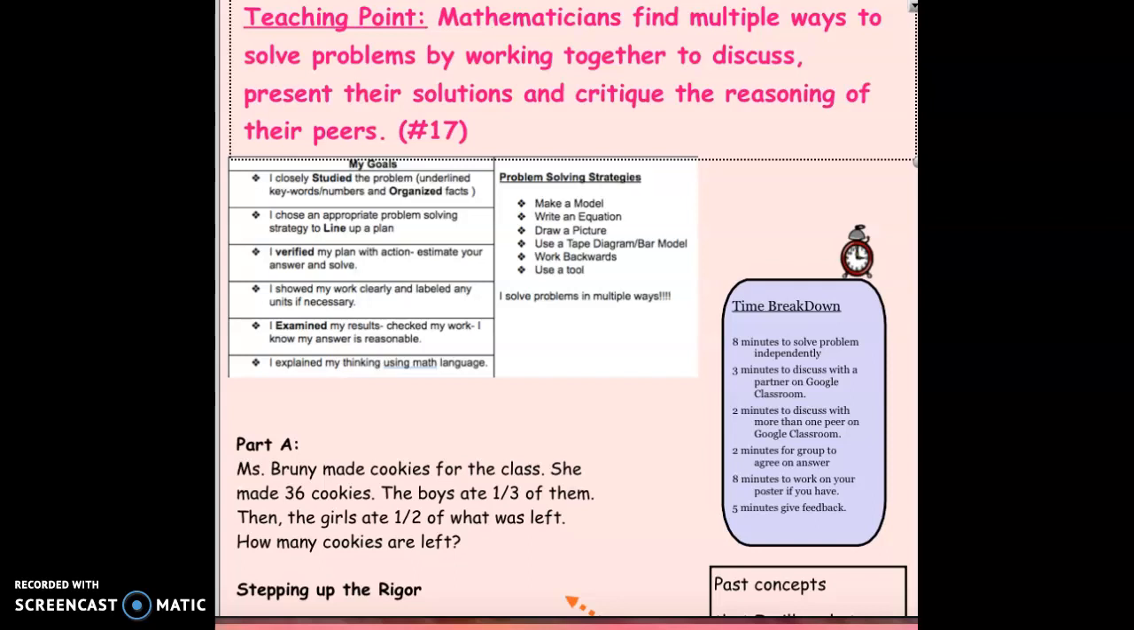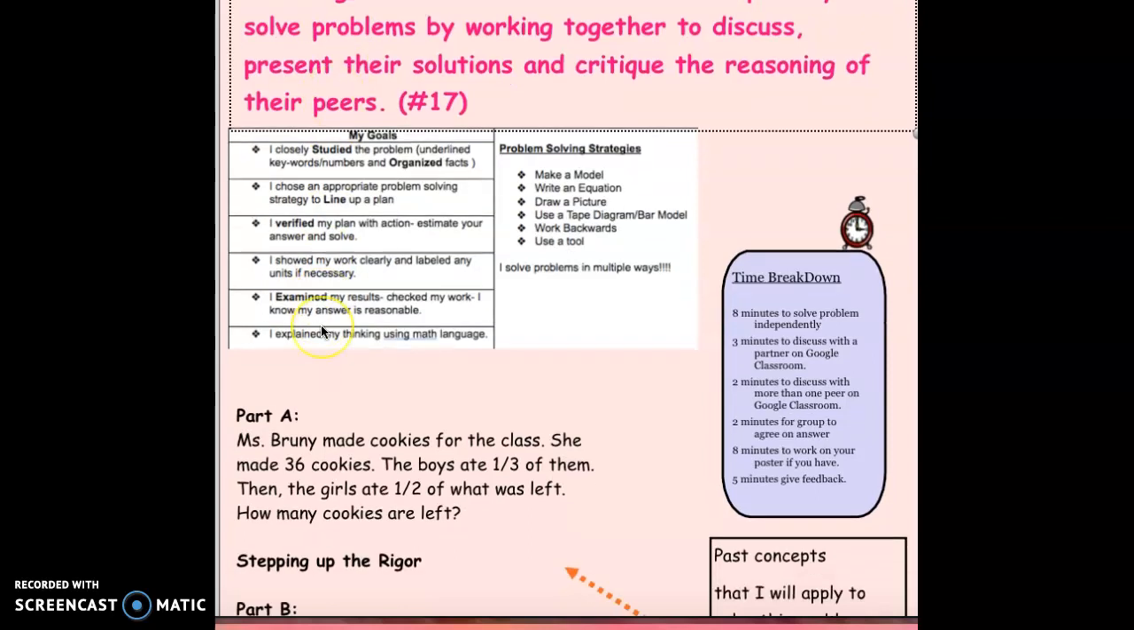As you know, when we're doing story problems or word problems, we want to have some goals in mind. We want to make certain that we're studying, organizing the facts. We want to line up a plan so that we can follow through in order to solve the problem accurately. We want to verify our work, and we want to make certain that we're showing all our work clearly and concisely using labels of the units to show our details. We want to also examine the results and check our work.